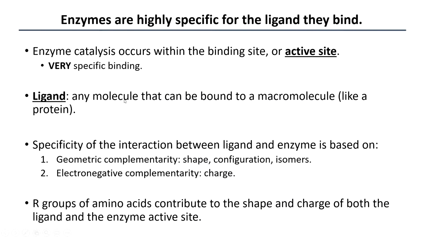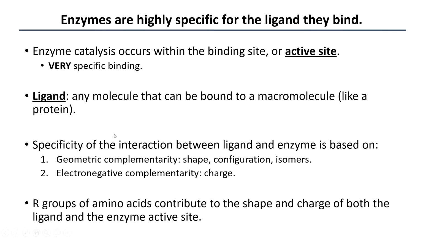A substrate for an enzyme can also be referred to as a ligand, which is a molecule that can be bound to another protein or another molecule. So ligand is the general term for a substrate. When we're talking about enzymes, we usually don't refer to what they bind as their ligand, but as their substrate. So that's specific to an enzyme. But a ligand can also refer to a hormone that binds to a receptor, or oxygen that binds to hemoglobin.